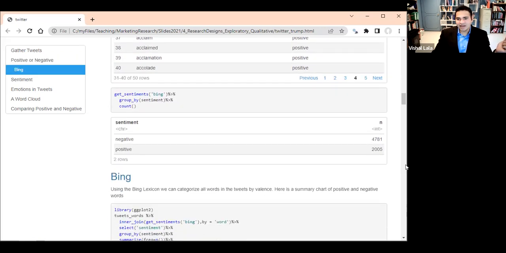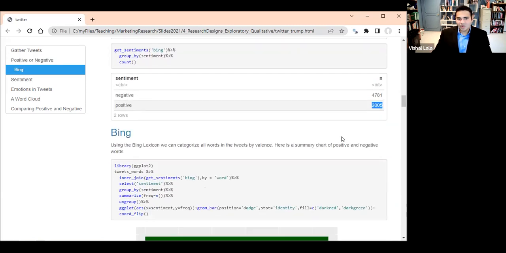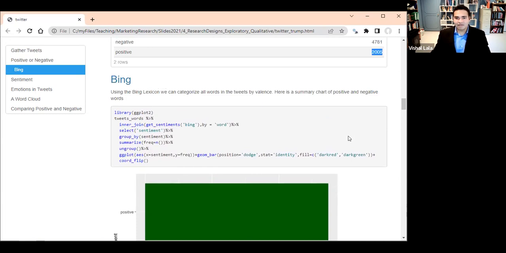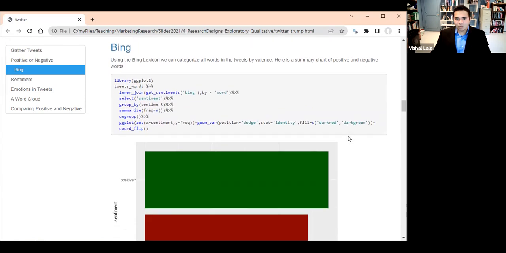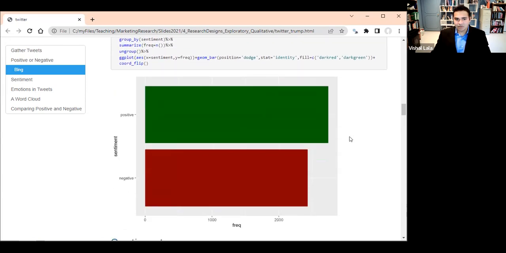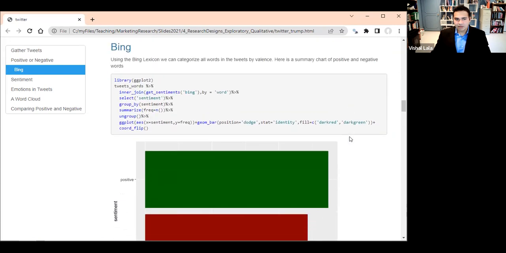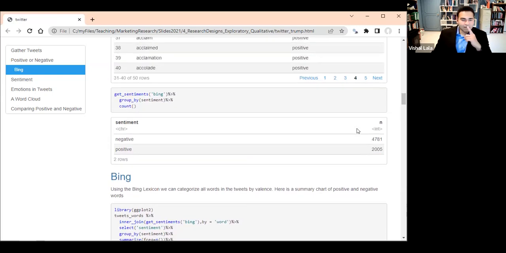So what we find out is that the tweets that I pulled have 4,781 negative words and 2,005 positive. So it's mostly negative words. We can see that there's an overwhelming number of negative keywords, more negative keywords than positive keywords. This chart doesn't seem right to me. I'm sorry, my bad. Excuse me. Let me backtrack a second here.